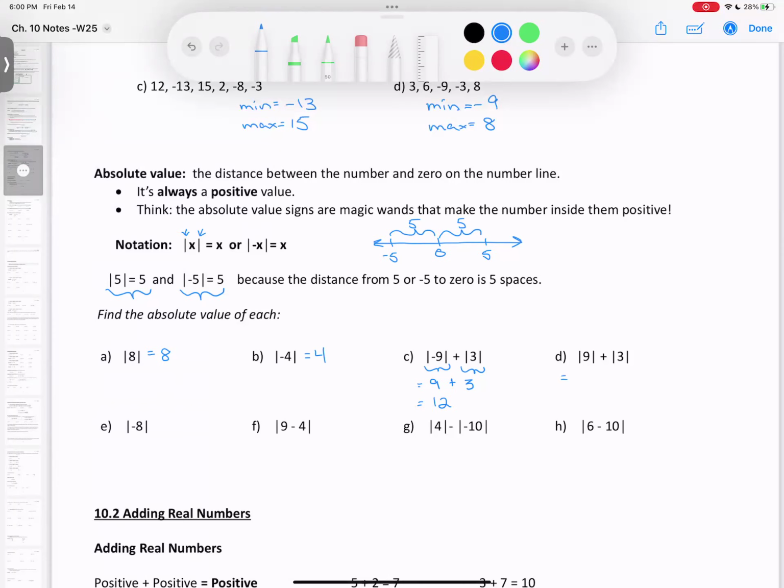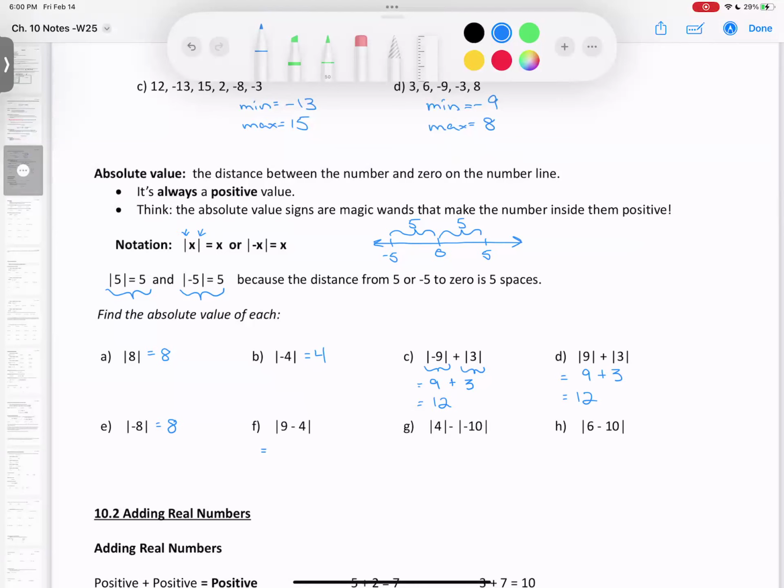So D, absolute value of 9 is just 9. And then we've got plus absolute value of 3 is 3. So here we would get 12. For E, we have absolute value of negative 8. Those absolute value signs, poof, make it positive, and we've got positive 8. Okay, next one is also kind of a challenging one. We didn't really do one like this.